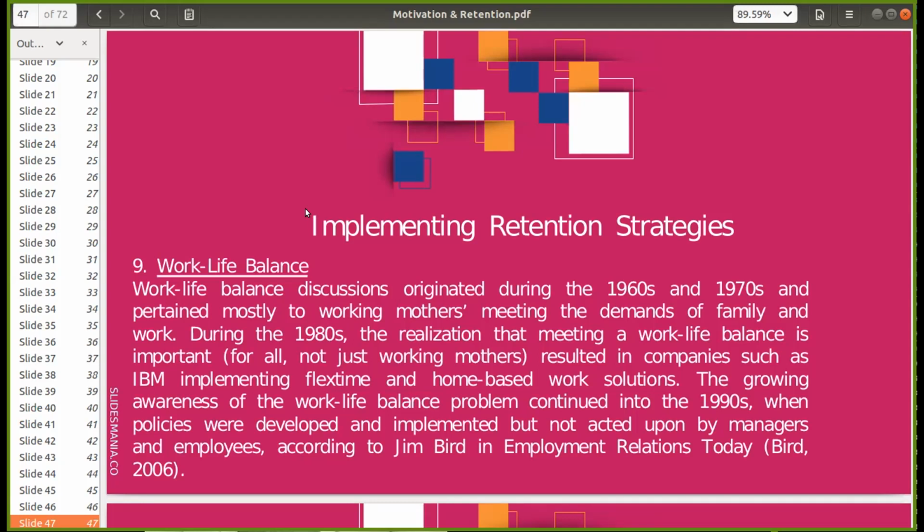It resulted in companies like IBM implementing flexible time and home-based work solution. Okay, kasi nakakapag-time na sila for family, for personal life. Kaya nag-implement na ng flex time and home-based. Okay, so the awareness of this work and life balance problem continued into the 1990s when policies were developed and implemented but not acted upon by managers and employees.